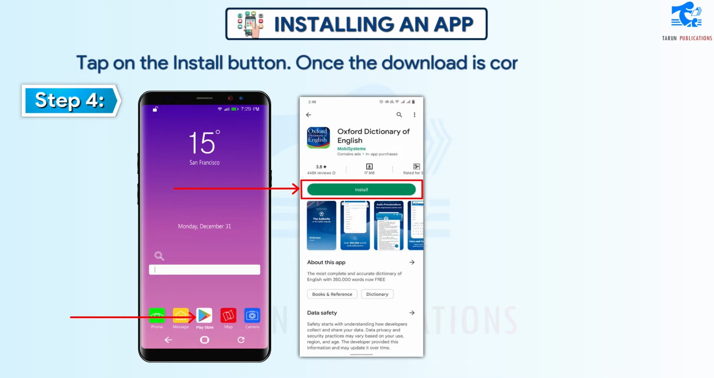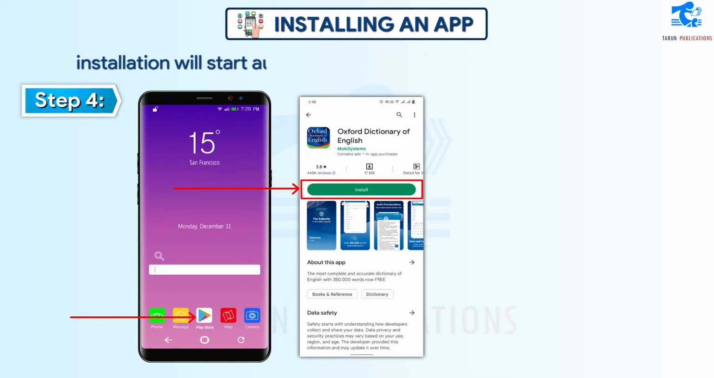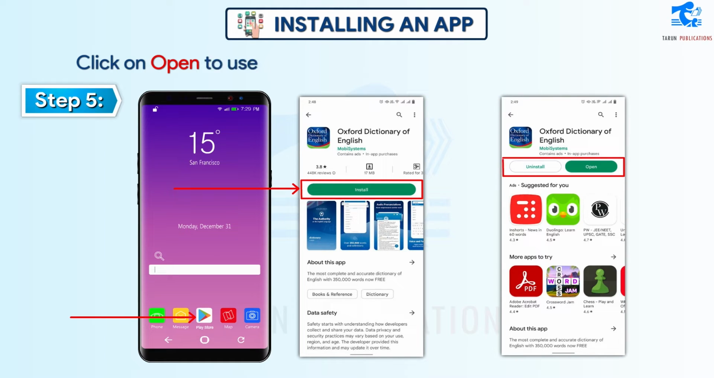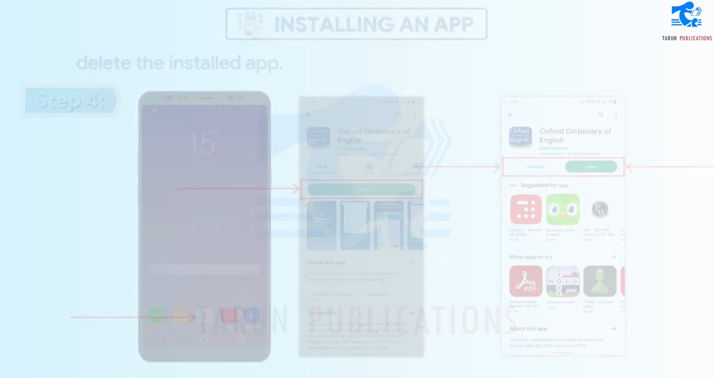Once the download is complete, installation will start automatically. After installation, two options will appear: Uninstall, Open. Step 5. Click on Open to use the installed app, or click on Uninstall to delete the installed app.